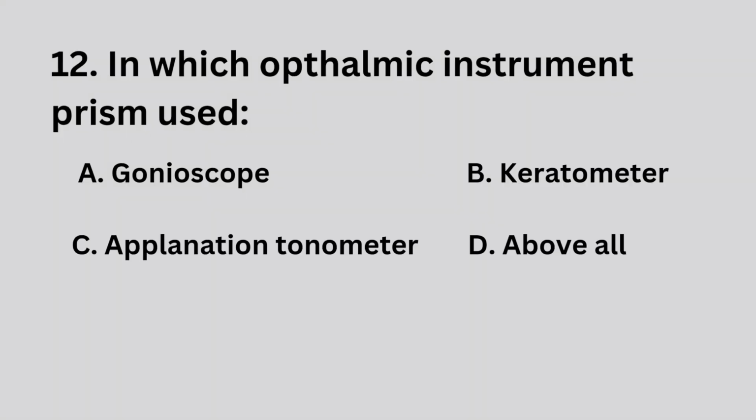Next question. In which ophthalmic instrument prism used? Option A gonioscope, option B keratometer, option C applanation tonometer, and option D above all. Correct answer is option D above all.